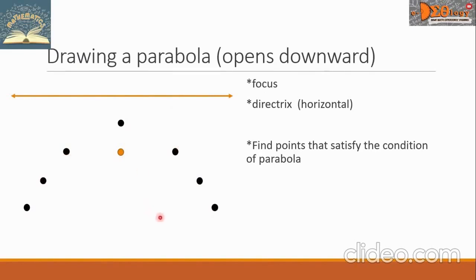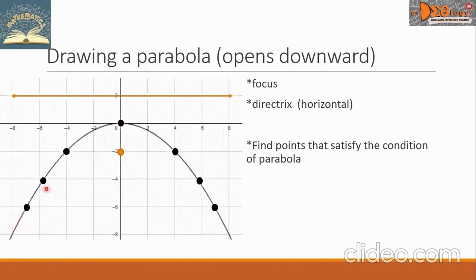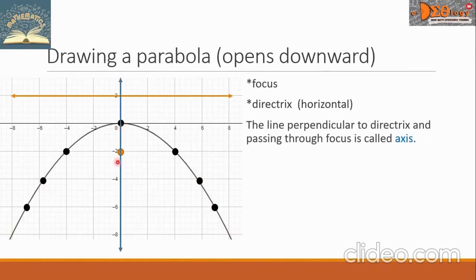And from here, let us connect these points with a smooth curve. And here we have the parabola. And intentionally, we put this point at the origin. There is a line perpendicular to directrix and passing through focus that is called axis. This is the axis. And in this example, the axis is the y-axis itself. So we have this equation x equals 0 for the axis.